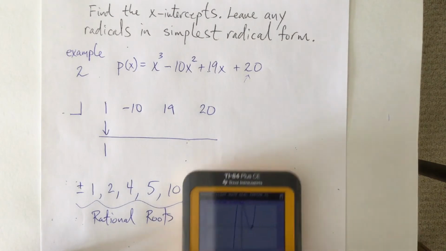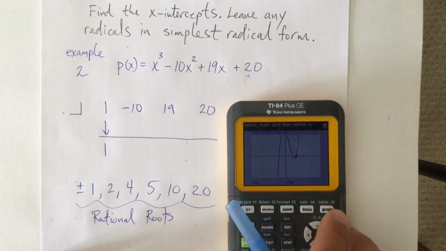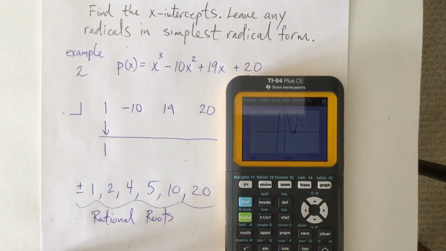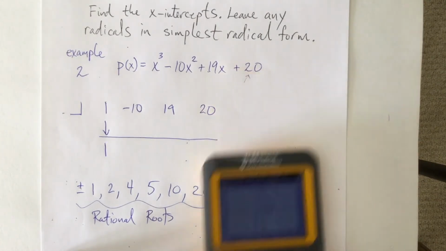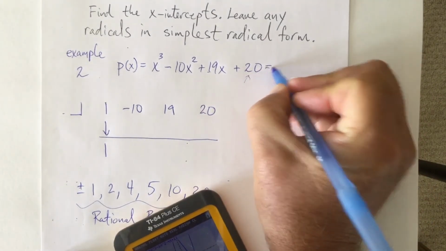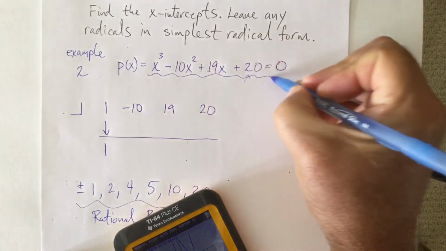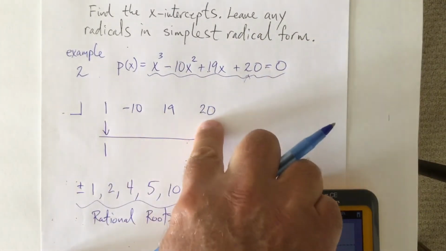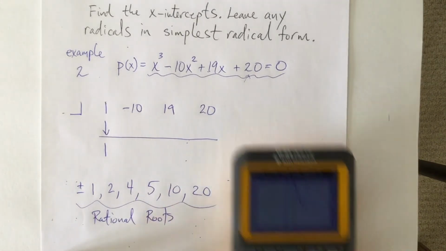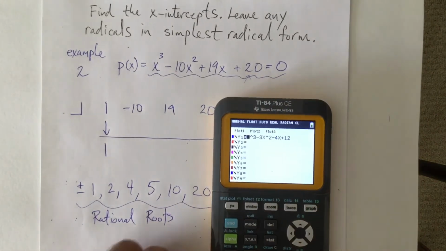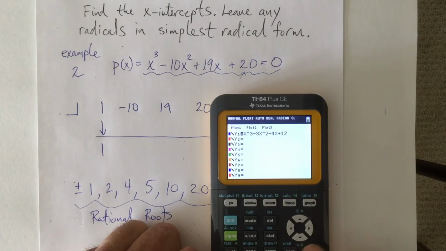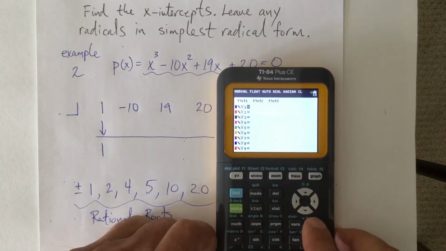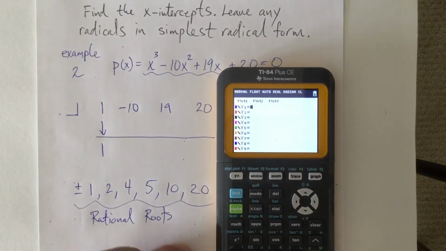I am going to graph this so I get an idea where to start. Technically, set it equal to 0, because you find x-intercepts by setting it equal to 0. Make your list, get your choices, go back to y equals, and let's get rid of this. I'm going to hit the clear button, and let's enter this new problem in.